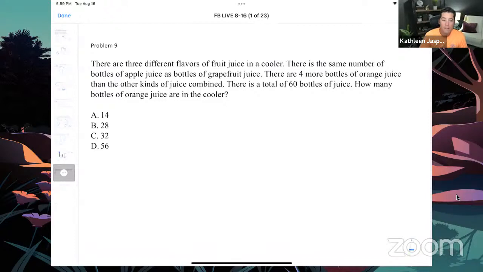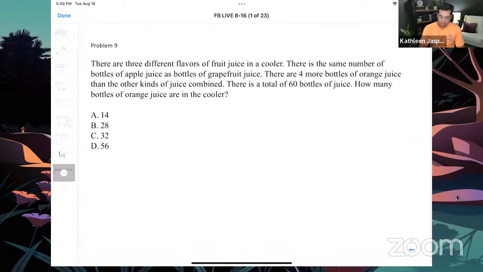I've got 3 different flavors of fruit juice in a cooler. There's the same number of bottles of apple juice as bottles of grapefruit juice. There are 4 more bottles of orange juice than the other kinds of juice combined. There's a total of 60 bottles of juice. How many bottles of orange juice are in the cooler?